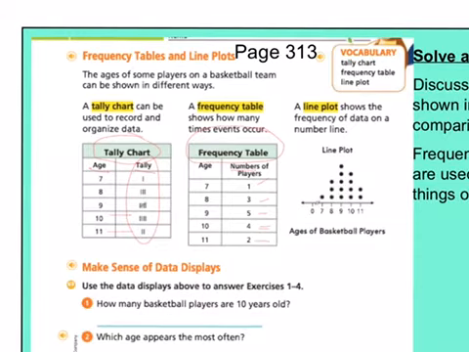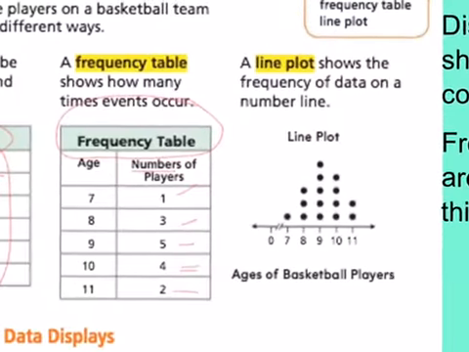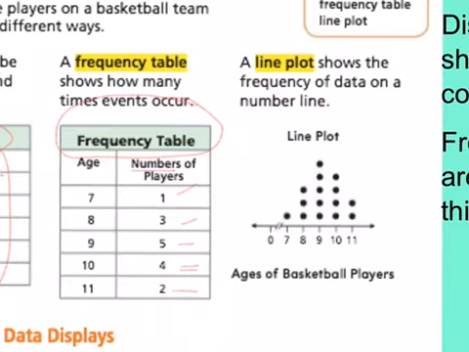So notice we have a number line here, and what they did on this number line is they knew that there weren't any ages between 0 and 7, so they put that little slash mark in there just to show there were no players that were that age. The first player on this line plot is a 7-year-old, and they put 1 dot right here to show that there's one 7-year-old on the team.